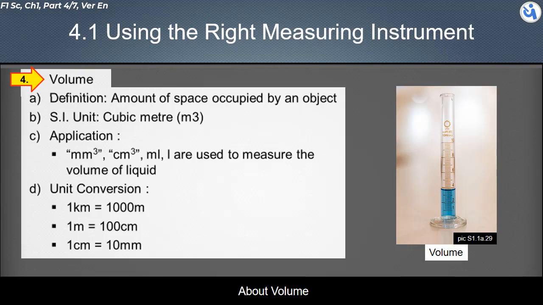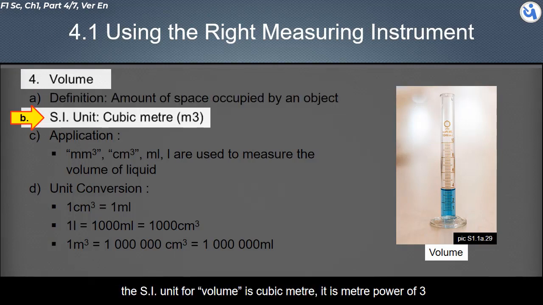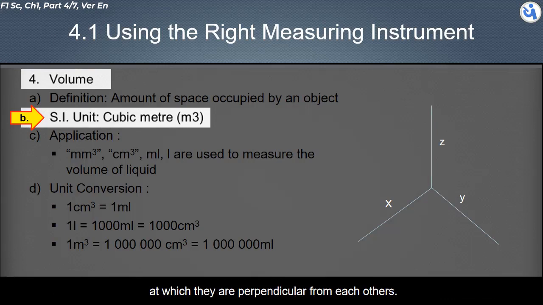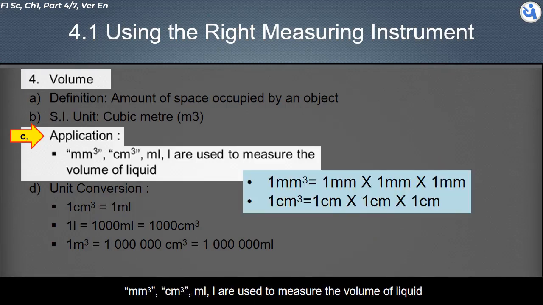About volume. Volume is defined as the amount of space occupied by an object. The SI unit for volume is cubic meter, it is meter power of 3. Why is it a power of 3? Because the volume occupies the space, which is formed from 3-dimension length, at which they are perpendicular to each other. About its application, cubic millimeter, cubic centimeter, millilitre, and litre are used to measure the volume of a liquid.